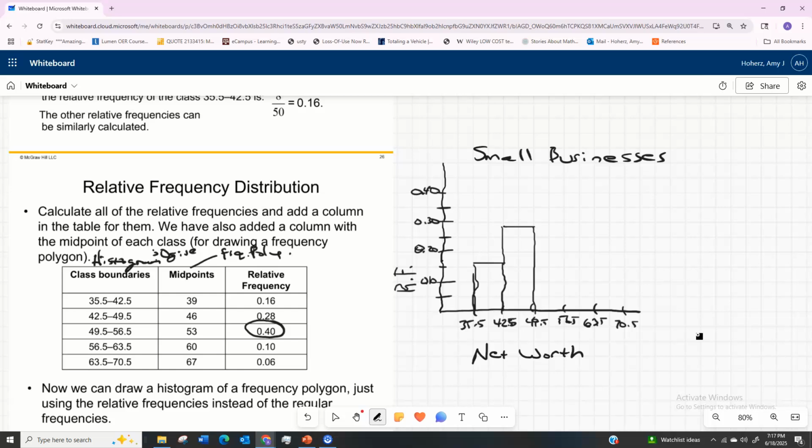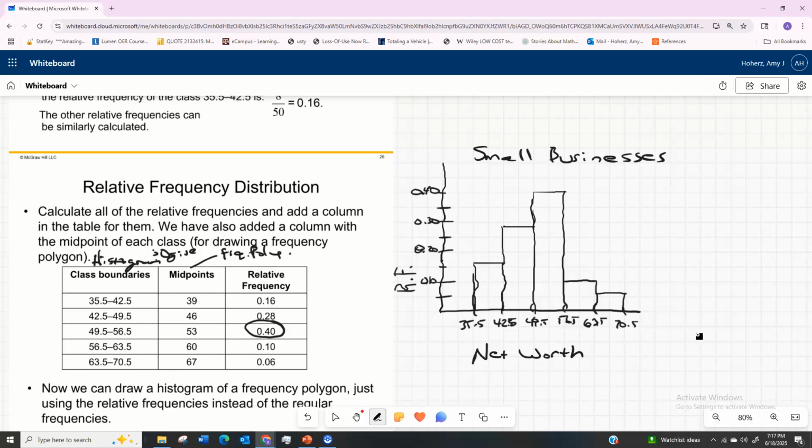And then we need 0.40 for the next one. So we're going to be all the way up here. That'll be our highest one. And then we're going to be at 10%, 0.10 for the next class. And then our final class is 6%. So here's 5%. We want to be just above that.